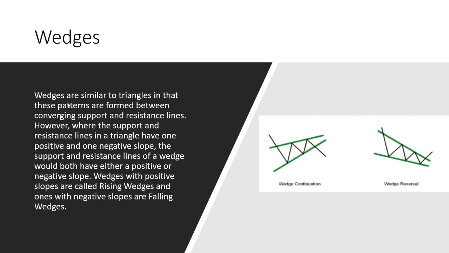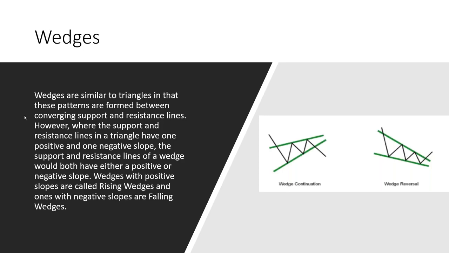Then we also go on to wedges. Now, I find it quite difficult to define the difference between a wedge and a triangle, and to be honest with you, you don't really need to. You don't have to remember what all of these patterns are called. You just have to see them develop and know how to interpret them. Wedges are similar to triangles in that these patterns are formed between converging support and resistance lines. However, where the support and resistance lines in a triangle have one positive slope and one negative slope, the support and resistance lines in a wedge both have either a positive or a negative slope.